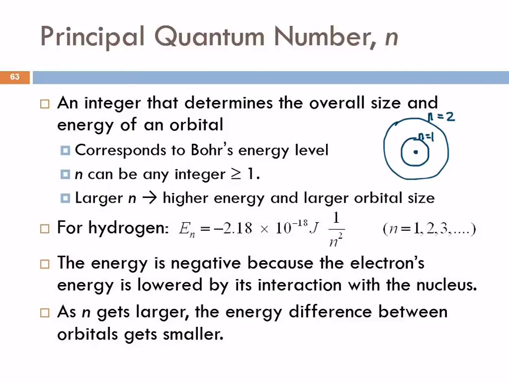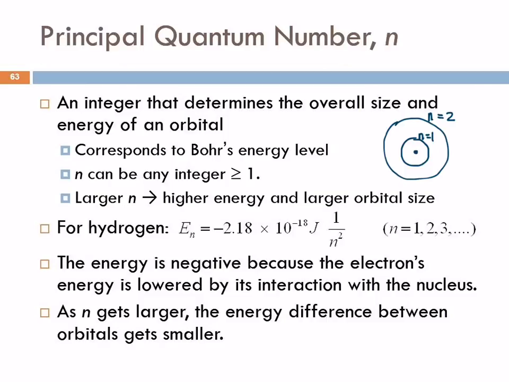Just like a boulder rolling down the hill. Why does the boulder roll down the hill and not back up the hill? Its potential energy is lower at the bottom of the hill. So it's going to move in a way to lower its energy. So electrons do that as well. By interacting with the nucleus, the energy of the electron is lowered. There's a force of attraction between the positive nucleus and the negative electrons.